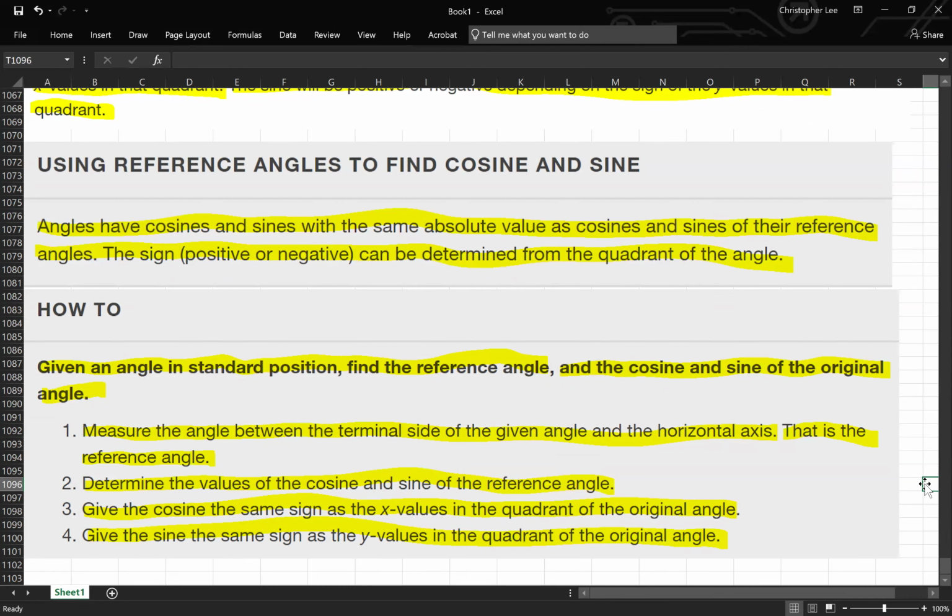Step one, measure the angle between the terminal side of the given angle and the horizontal axis. That is the reference angle. Step two, determine the values of the cosine and sine of the reference angle. Step three, give the cosine the same sign as the x values in the quadrant of the original angle. And step four, give the sine the same sign as the y values in the quadrant of the original angle.